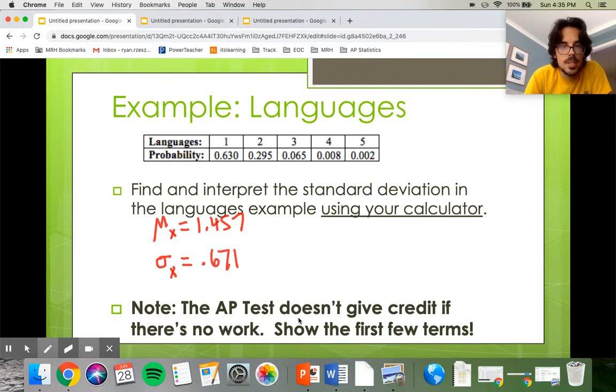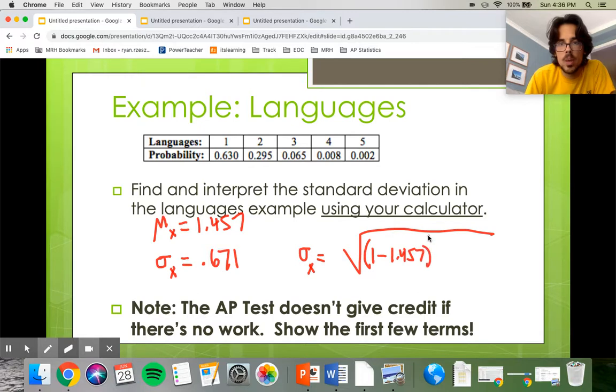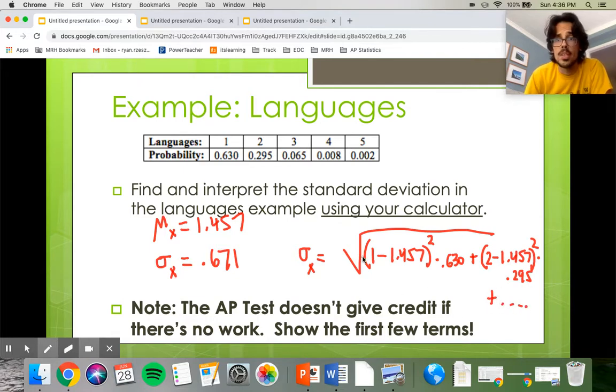But if this was on the AP test, they're not going to give you credit for, oh yeah, I just did this by using my calculator. So what you have to do is show a little bit of work. If I was going to do this, I would write down the square root of: my first value, 1, minus my mean, squared, times the probability for 1, plus the same thing with 2, my second value, minus the mean, squared, times the probability for 2, plus and so on. So show a little bit of work before you just write down an answer.